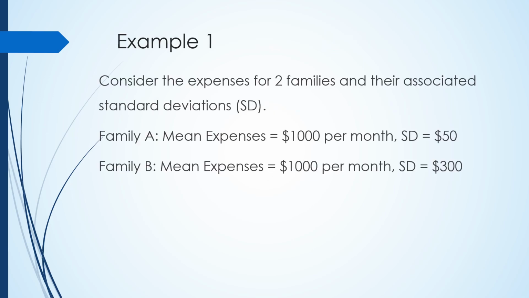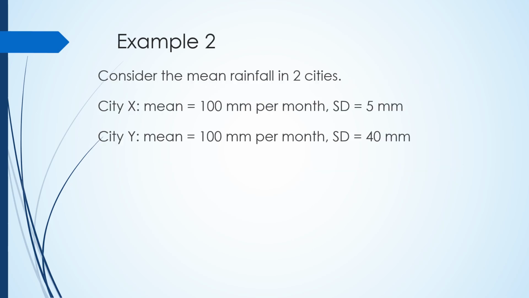In this household budget example, both families spend an average of $1,000 per month. However, family A has a standard deviation of $50, meaning their expenses vary only slightly each month. In contrast, family B's standard deviation of $300 indicates significant fluctuations, making some months far more expensive or cheaper than others. This variability affects financial planning and risk management, highlighting the importance of understanding data spread.